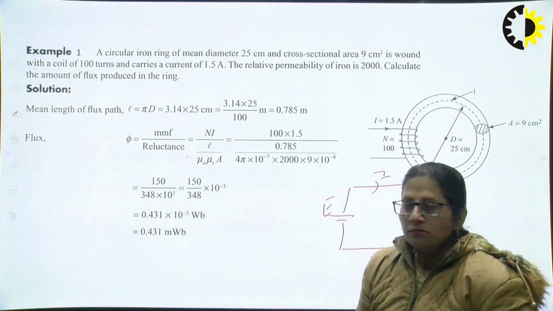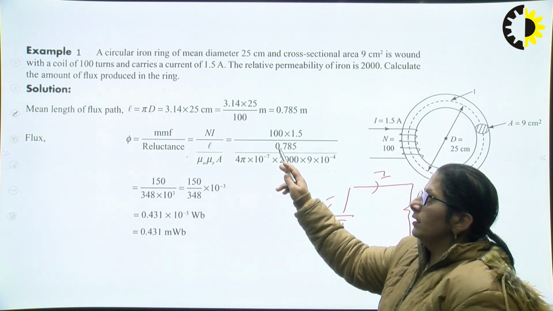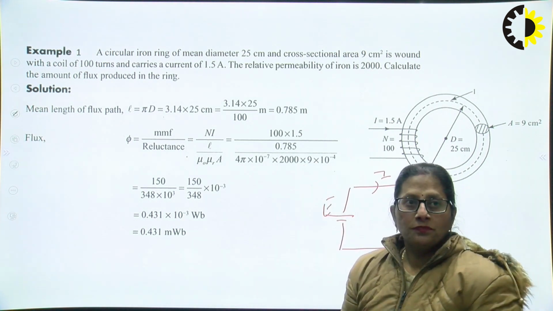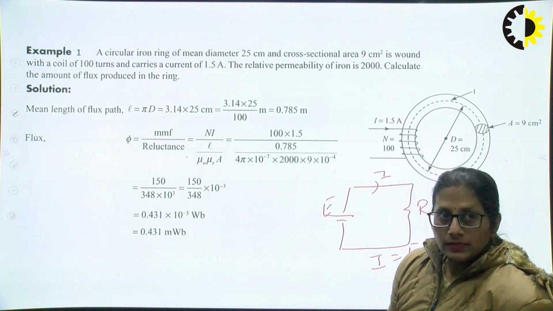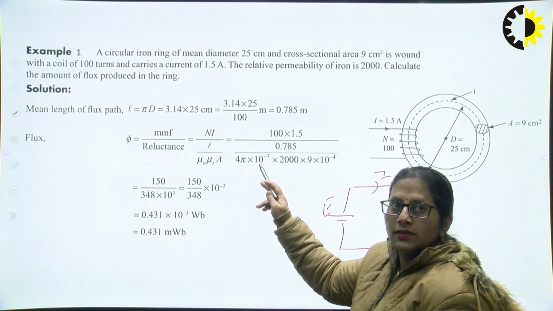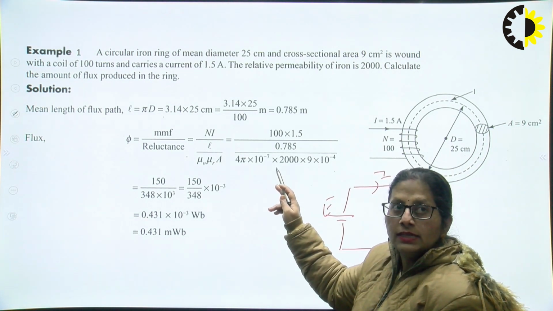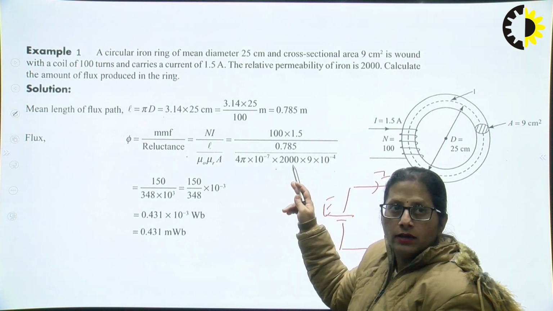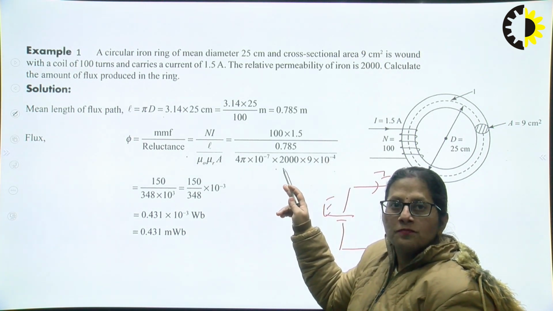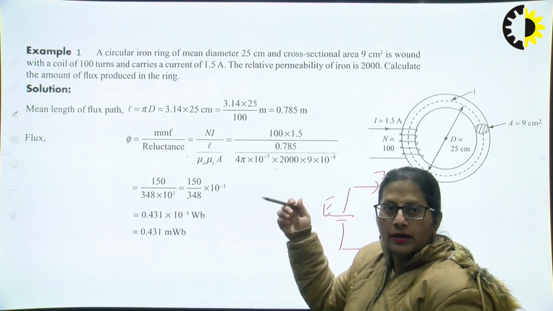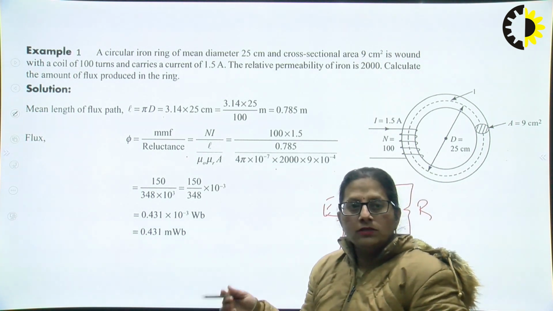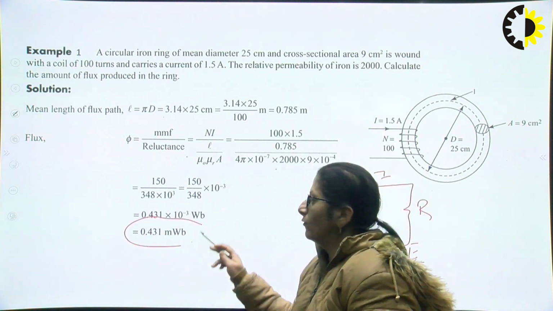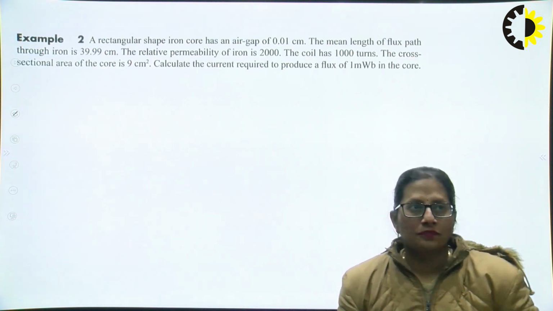If that is so, reluctance is L upon mu naught mu R A, where 0.785 is the length. Then mu naught is 4 pi 10 to the power of minus 7, mu R, the relative permeability, is already given as 2000, multiplied by area. The area is 9 centimeters square. Converting that into meters, 9 10 to the power of minus 4. So we'll be getting the flux as 0.431 milliweber.